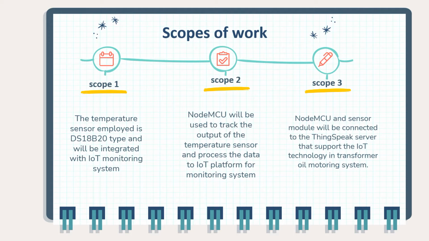The scope of work consists of three parts. Scope 1 will cover the temperature sensor employed, which is the DS18B20 type, and will be integrated with the IoT monitoring system. The MCU will be used to track the output of the temperature sensor and process the data to the IoT platform for the monitoring system. The third scope is that the MCU and the sensor module will be connected to the ThingSpeak server that supports the IoT technology in the transformer oil monitoring system.